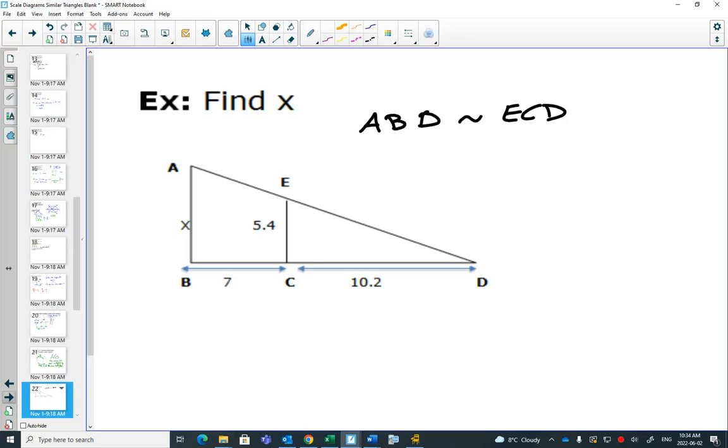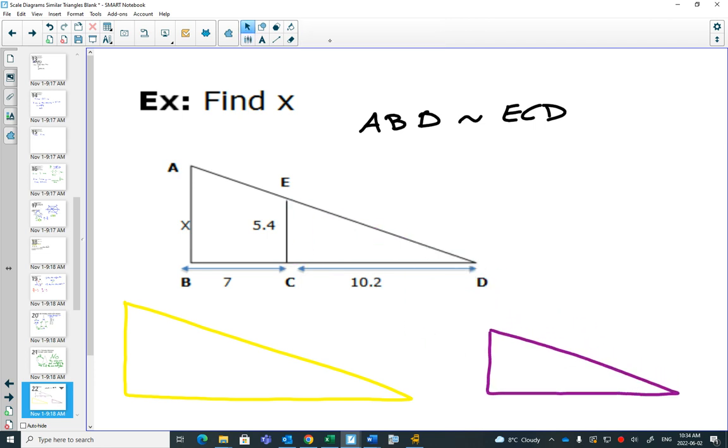So, can you see the big triangle here in yellow is similar to the small purple triangle here. And sometimes what we'll do in a question like this is we'll draw the similar triangles separate on the same page and label what we know. What do we know here? We know that this is 5.4, and we know that this is 10.2, and we know how long is this side of the yellow one? 17.2.